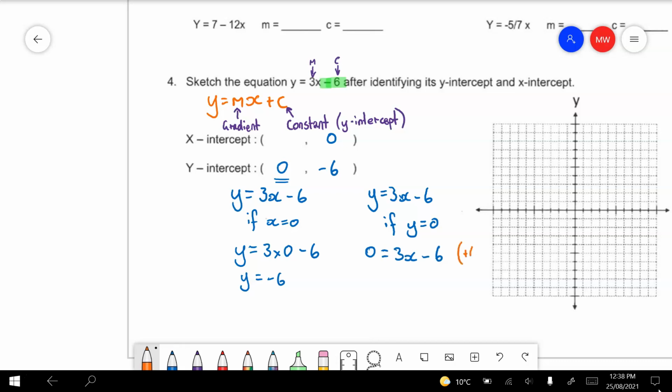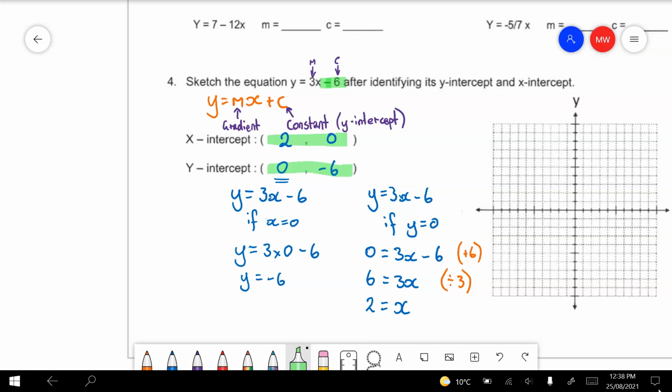I'll add 6 to both sides. I'll end up with 6 being equal to 3x. That tells me to times by 3, so I'm going to divide by 3 on both sides. So I found that x is 2. So now I know my x-intercept. Okay, so I found my x-intercept, I found my y-intercept.